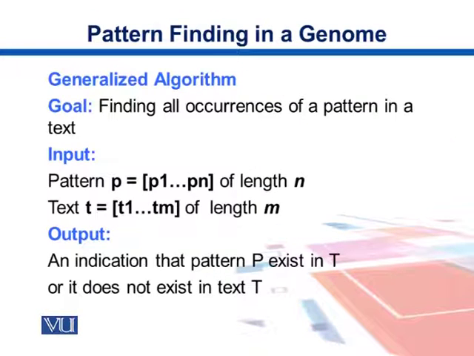So pattern finding in a genome can be presented in a generalized way. What is our expectation? Let's go into a little more formal algorithms. Our goal is to find all occurrences of a pattern in a text. Our inputs are a pattern P, P1 through Pn, where n is the length of the pattern, and a text T, T1 through Tm, where the length of the text is m. These are our inputs to the system, and in the end what we get is the output. The output is an indication that the pattern P exists in T or does not exist in T.